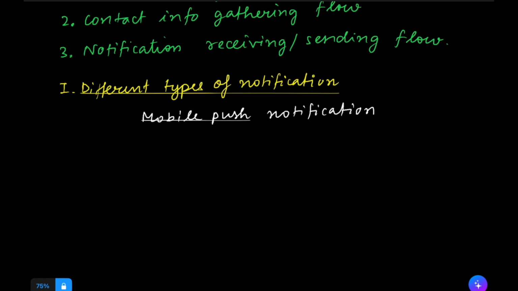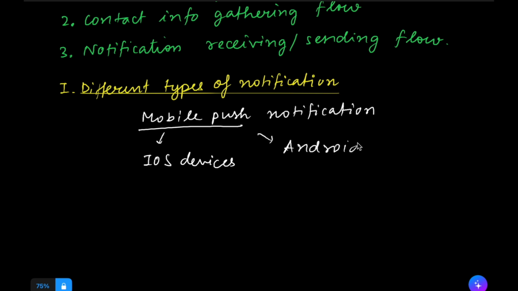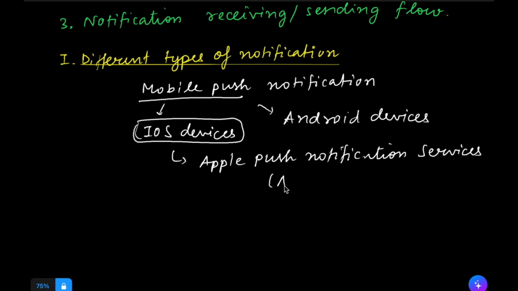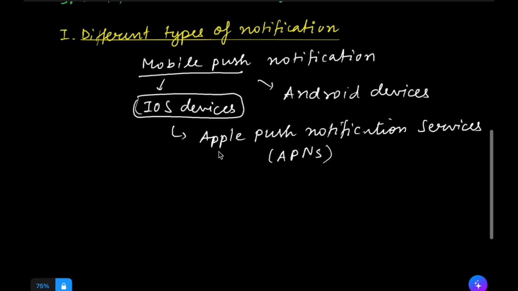In mobile we have mostly two operating systems. One is iOS devices and the other is Android devices. So for iOS devices we have the Apple Push Notification Service, or you can call it APNs. Basically we have three primary components for a push notification to work on an iOS device.